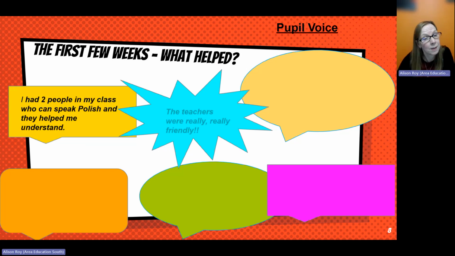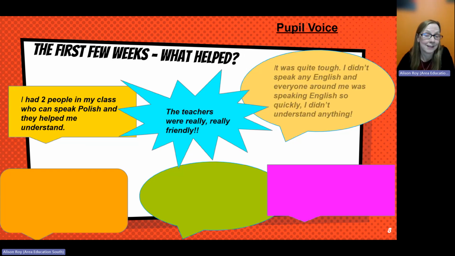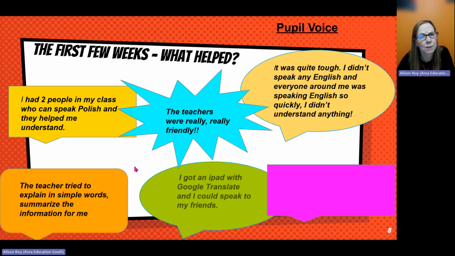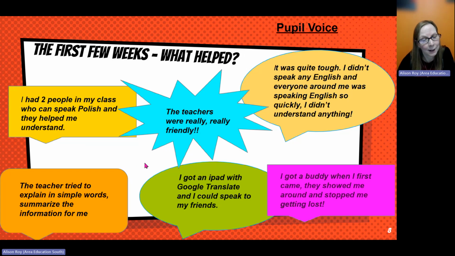So somebody said, obviously, pupils in the class that speak the same language as themselves. Important one. The teachers were friendly, and that goes a long way. If teachers are able to say hello in the corridor, give a smile, particularly when pupils are very, very new, they get the sense that people are keen to communicate with them and they show a friendly face.